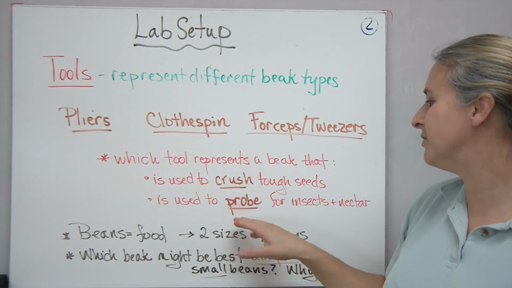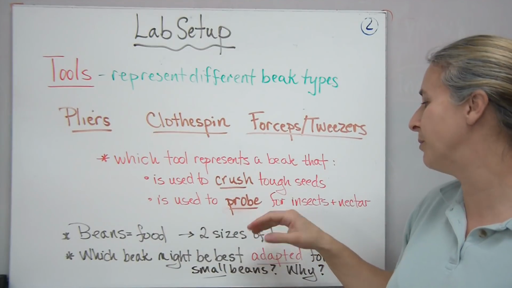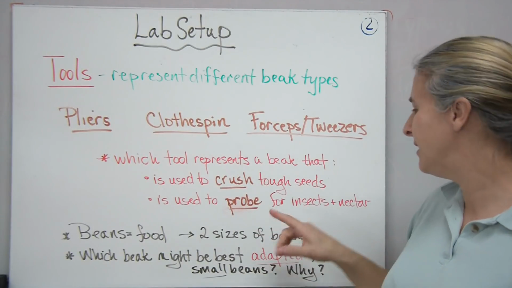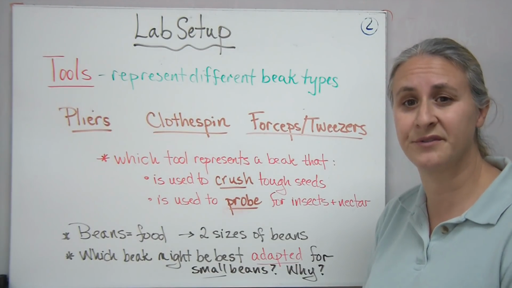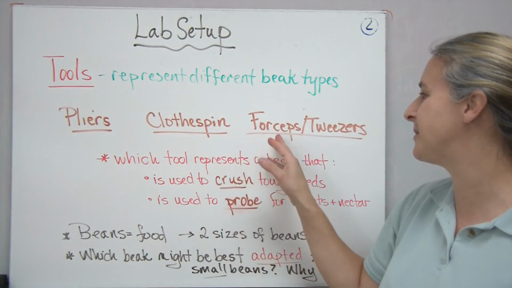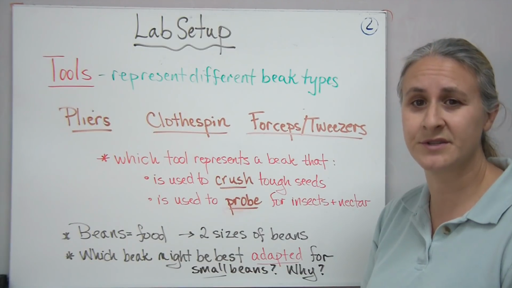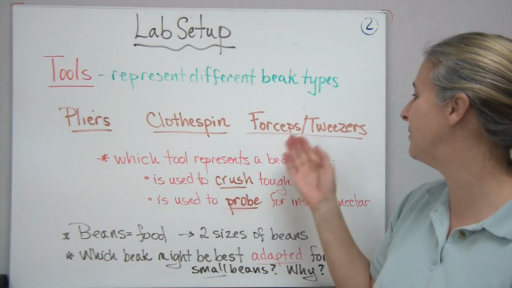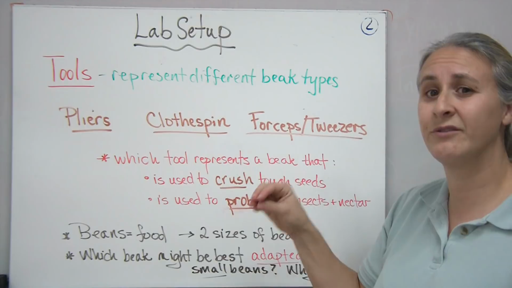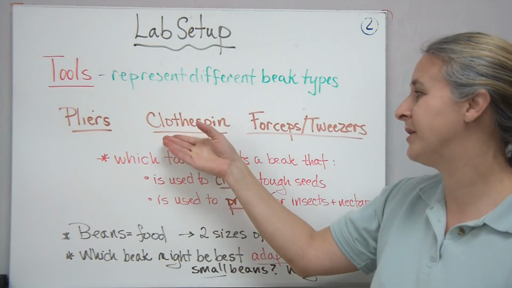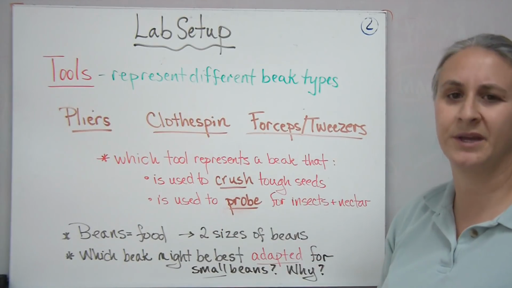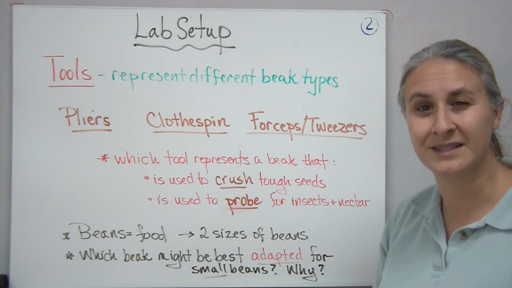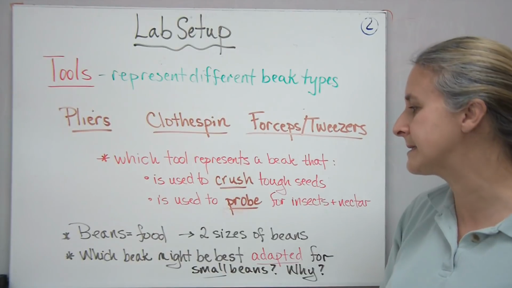Think about which tool was used and best used to probe, kind of poke at, and dig for things like insects or get into flowers for pollen. Would it be the pliers, the clothespin, or the forceps or tweezers? You're right if you said it would be the forceps or tweezers. They have a very pointy tip to them compared to a clothespin and a pair of pliers. The others are a little clumsy when it comes to the smaller things like the insects and digging into deep spots.